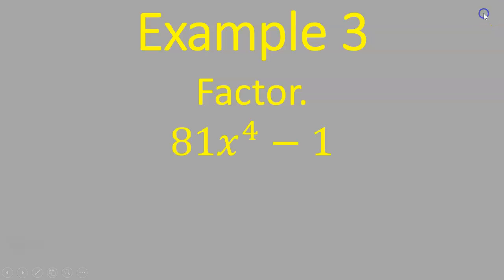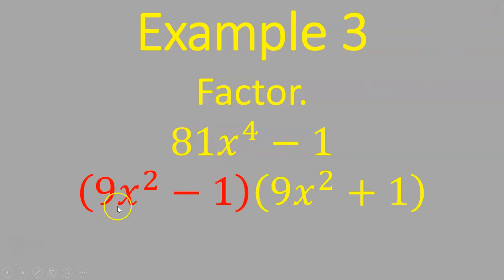A third example, I want to mention something here. This is just going to be a factor, so we're not going to say equals 0. But we can do this with higher powers. Here we have a fourth power, but we still have the pattern: perfect square, minus in between. So 9x squared times 9x squared is 81x to the fourth. 1 times 1 is 1.